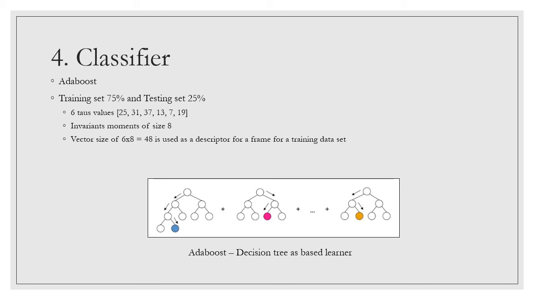The classifier I'm using for this project is AdaBoost, and the base learner for the AdaBoost is decision trees. I want to mention that I'm using 6 tau values to better separate the actions from each other. So combined with the invariant moment of size 8, each training data sample is a vector of size 48.